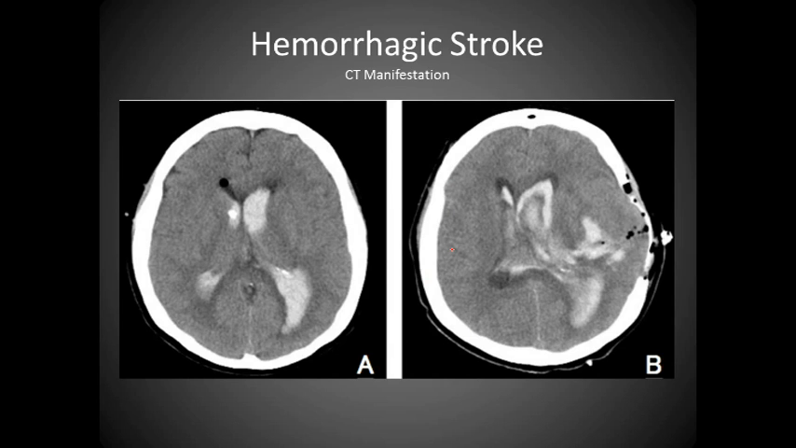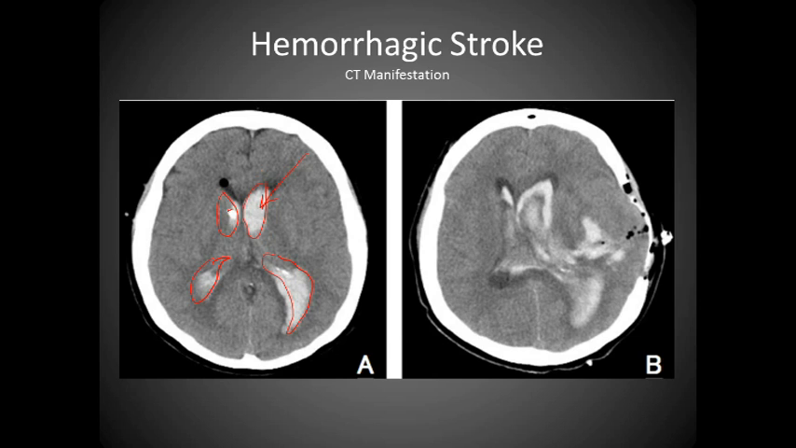Here is a very, very difficult hemorrhagic stroke. To pinpoint where the abnormality is, we have blood filling the lateral ventricles. So as we can see, there's blood inside of it.